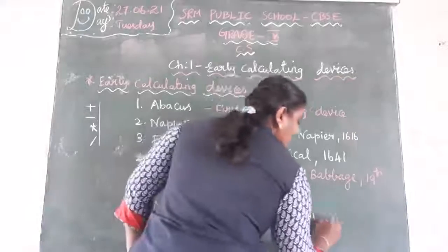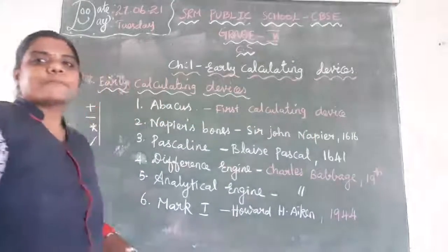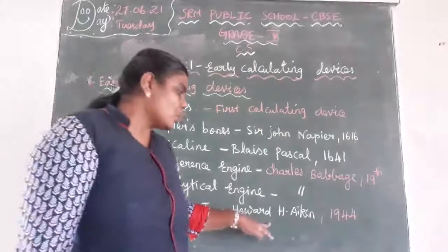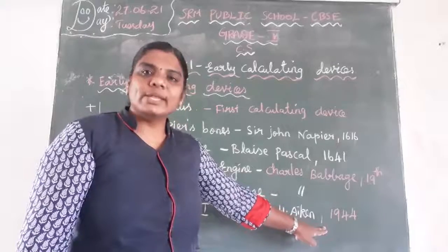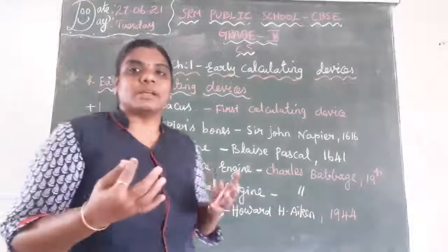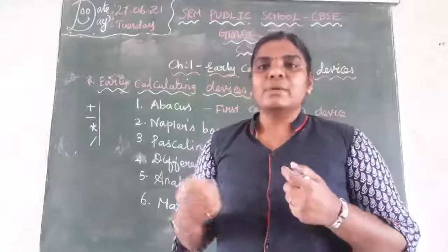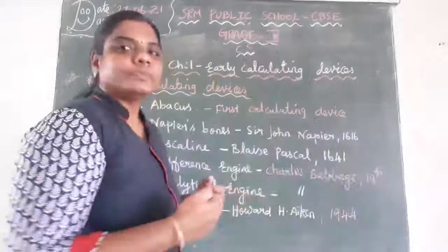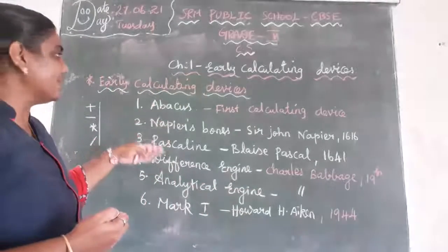Invented 1944. Okay. Mark I was invented by Howard H. Aiken in the year of 1944. This device was so big, it occupied an entire room. But it takes more time to calculate. Understand? Yes? So these are the early calculating devices.